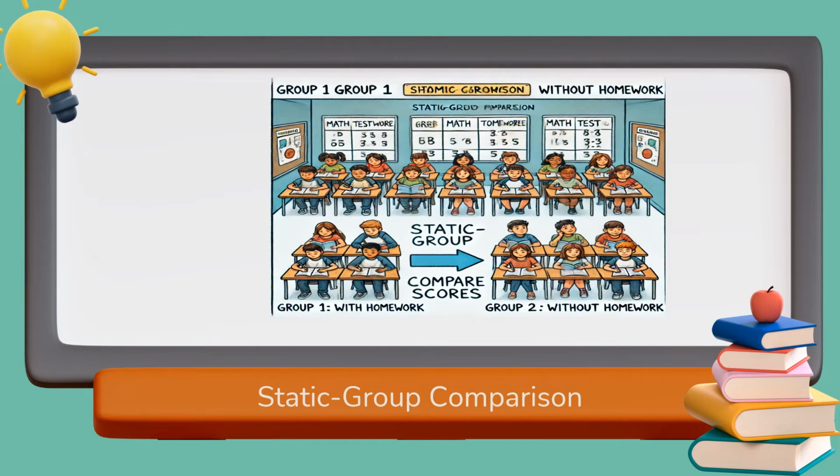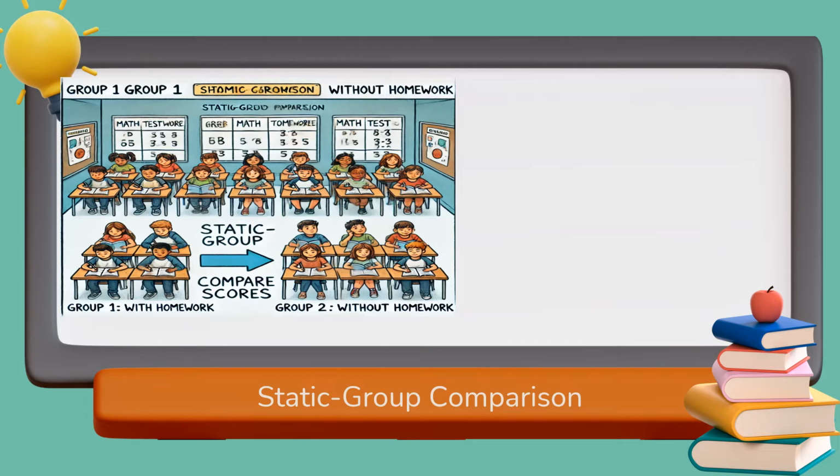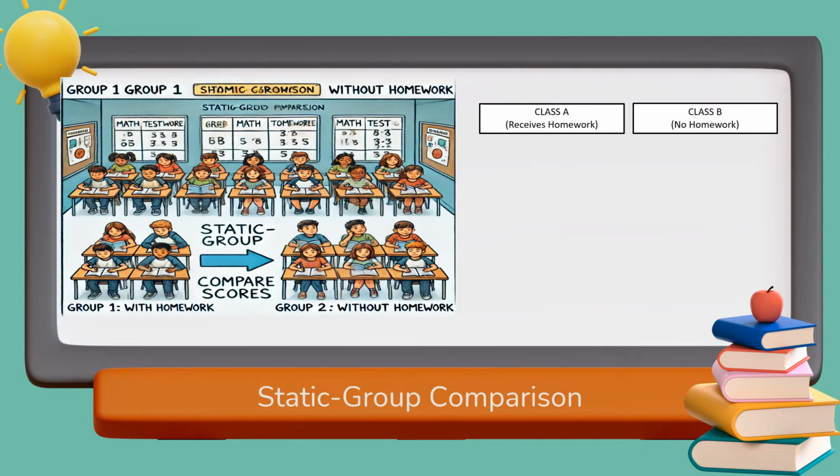Here is the illustration showing the static group comparison for the homework experiment. It visualizes how one group of students does homework while the other does not, and their test scores are compared afterward.